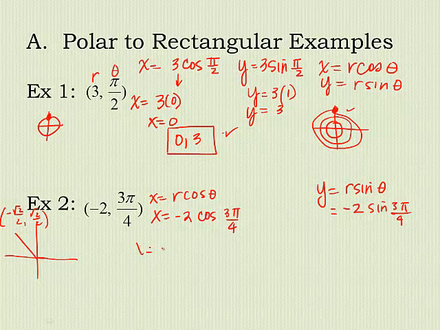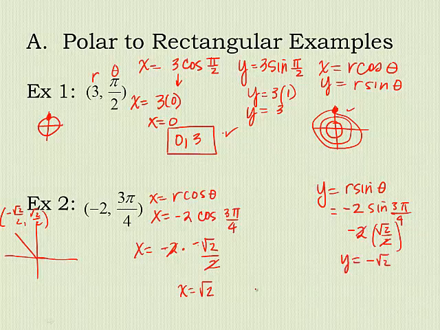So for x, I get negative 2 times the cosine, which would be negative square root of 2 over 2. So my 2's cancel, and the negative times a negative becomes a positive. So x is positive square root of 2. For here, the sine at 3 pi over 4 is positive square root of 2 over 2. So those 2's cancel, but y ends up being negative square root of 2. So my coordinate pair is positive square root of 2, negative square root of 2.